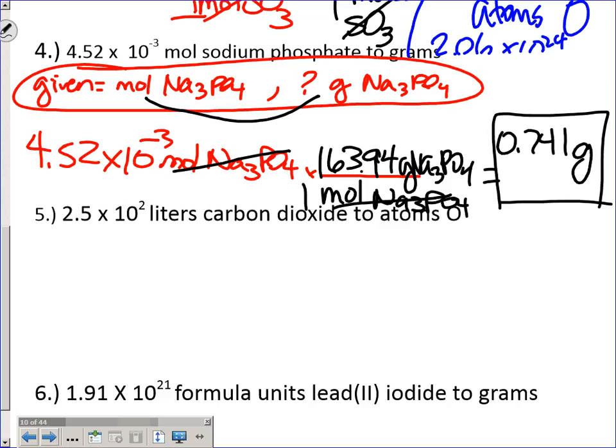0.741 grams of sodium phosphate. I'm guessing that you rounded to 6/6. Wonderful. All right, give me a thumbs up if that one made sense.